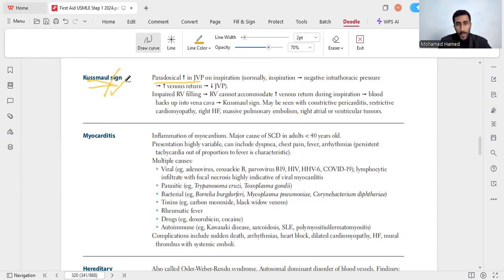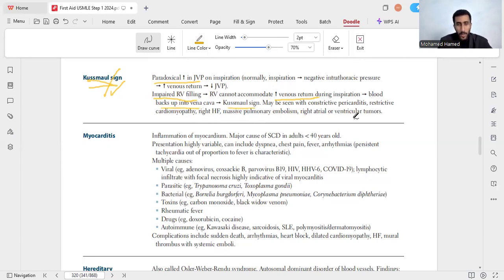Normally, as you inspire, there is negative intrathoracic pressure, the venous return is increased, and consequently the jugular venous pressure is decreased. But there are some conditions that cause impaired right ventricular filling, and consequently the right ventricle cannot accommodate the increased venous return. Instead of the decrease of the jugular venous pressure that is supposed to occur with inspiration, the opposite occurs. There is an increase in the venous return during inspiration, but the blood backs up into the inferior vena cava and consequently causes the sign.